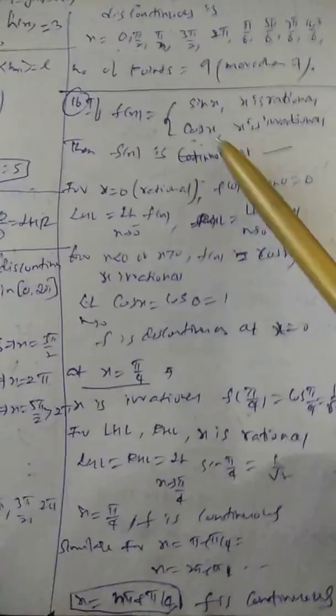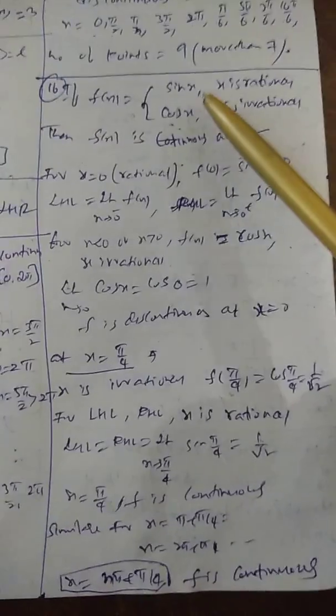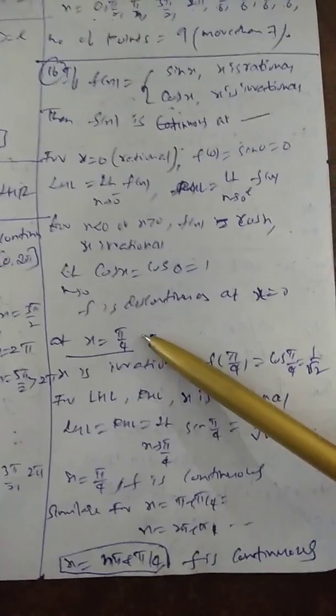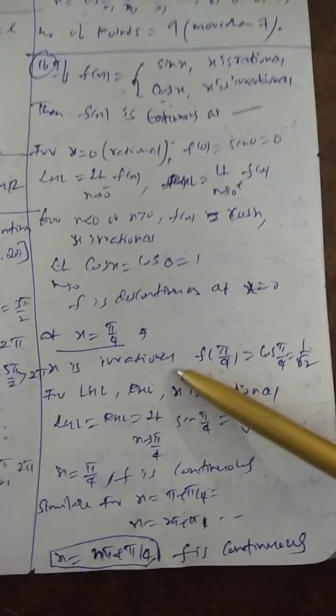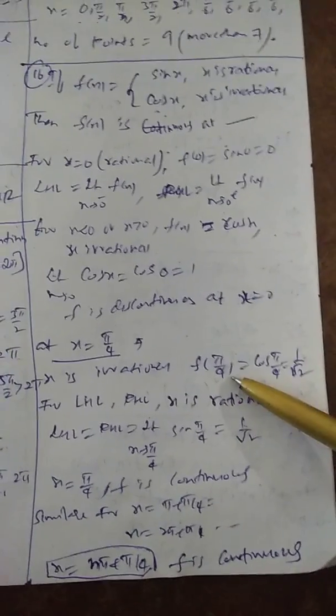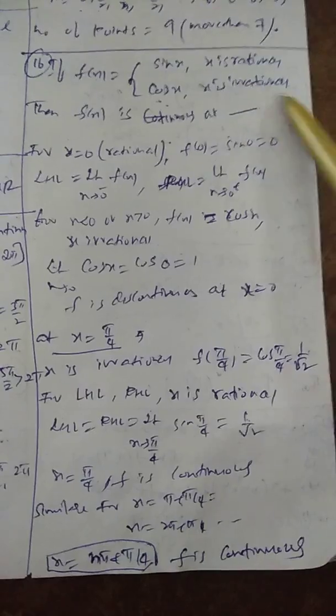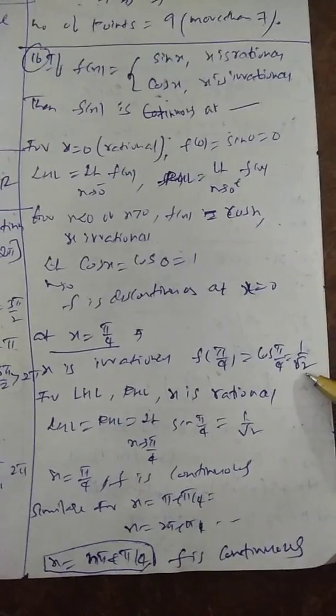Now discuss at x equals pi by 4, because at x equals pi by 4 both our values are equal. So let me discuss at x equals pi by 4. Since pi by 4 is an irrational number, f of pi by 4 is nothing but cos pi by 4, which is 1 by root 2.